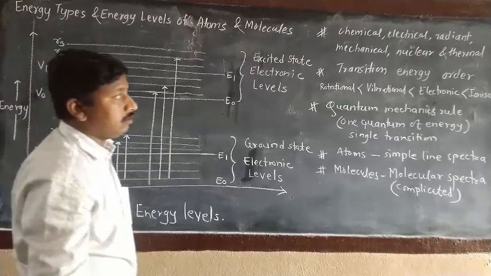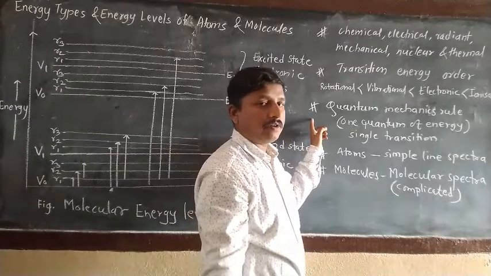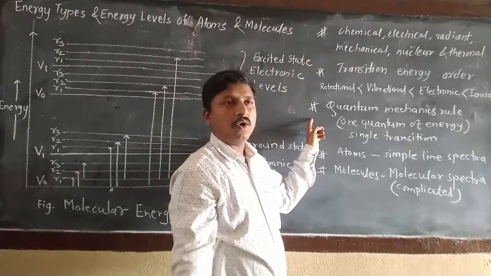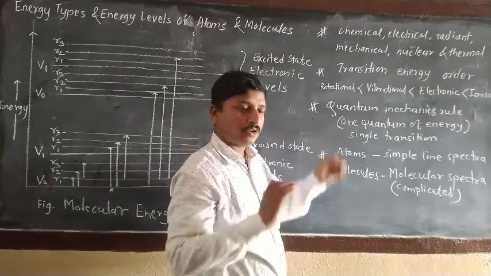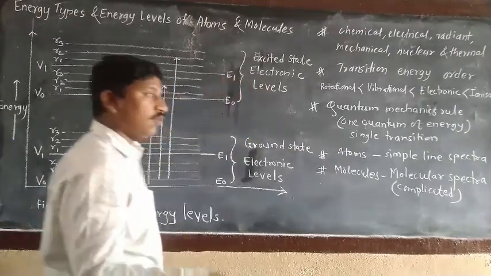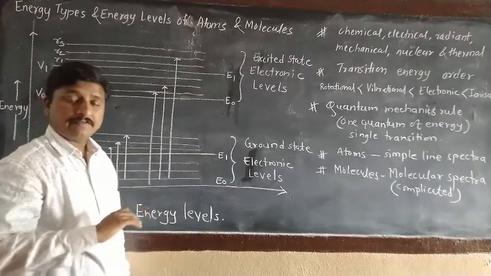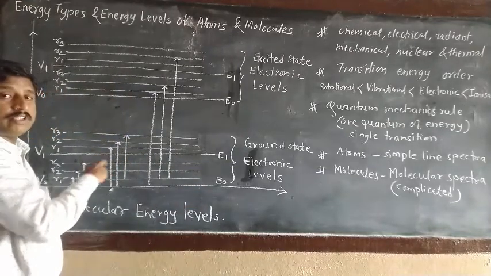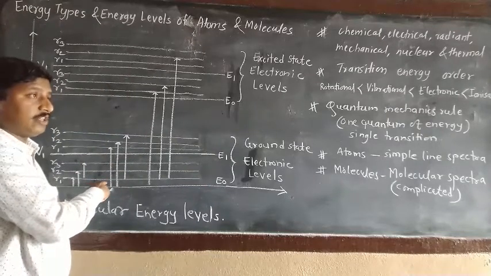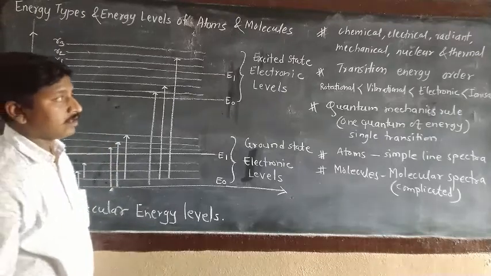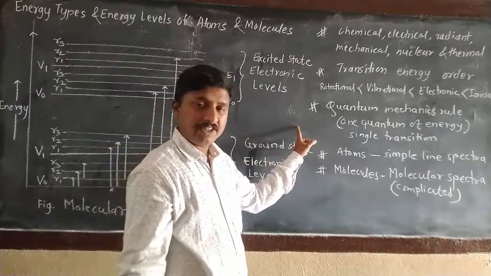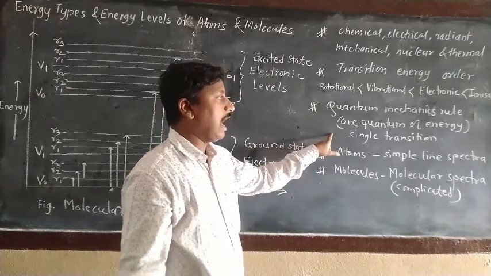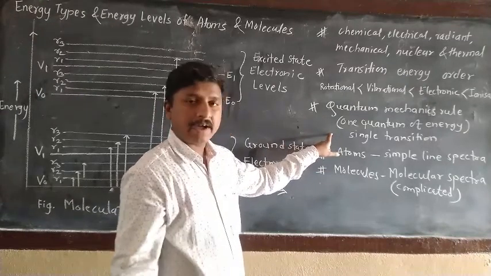Okay, so the quantum mechanics rule says that only an exact amount of energy is required for the absorption or emission, which is equivalent to the energy difference between the two states. This is called one quantum of energy for a single transition. And this rule is called the quantum mechanics rule.